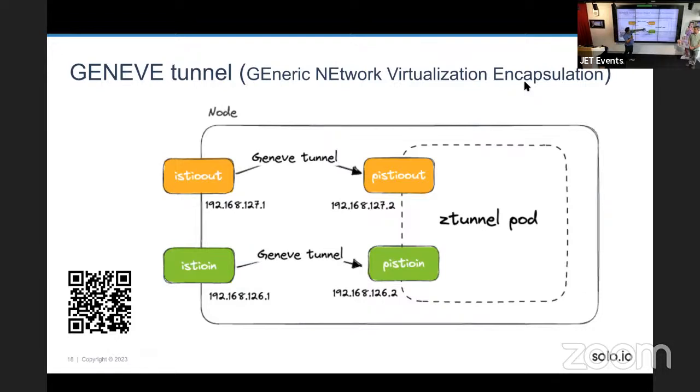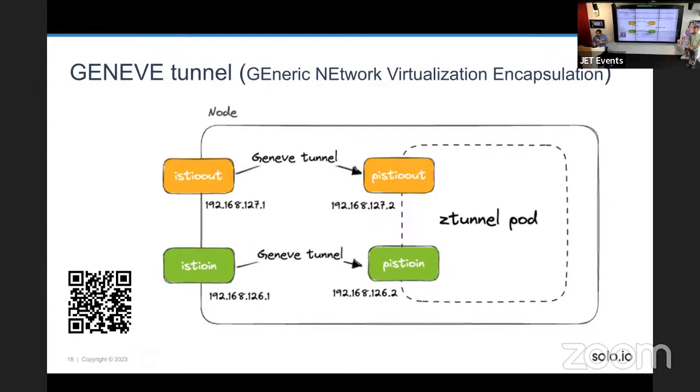So there are a pair of interfaces called pistioout and istioout. pistioout is the pod side, and istioout is on the node side. And these are connected through a technology called GENEVE, Generic Network Virtualization Encapsulation. It's just a way to connect a pair of virtual interfaces. So it's all done transparently by the CNI. So the Istio CNI provides this plumbing.